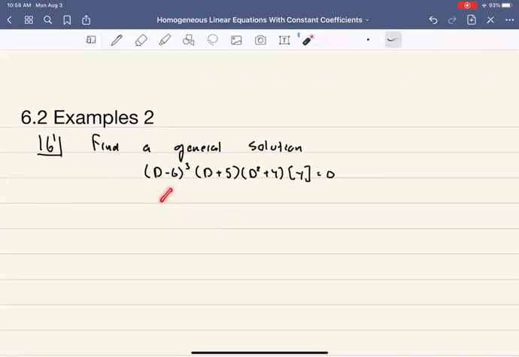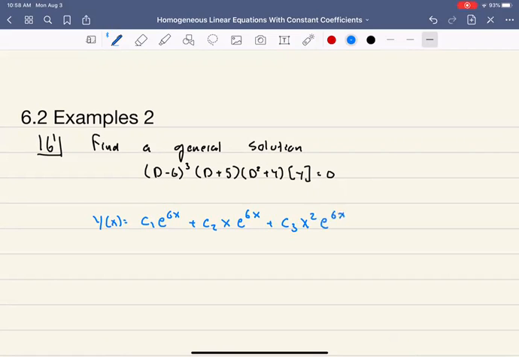This one gives us a repeated root. So we're going to have our y of x is going to be c1 e to the 6x plus c2 x e to the 6x plus c3 x squared e to the 6x plus c4 e to the negative 5x.